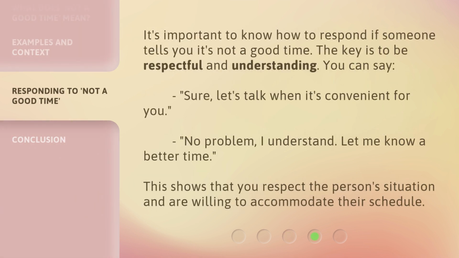It's important to know how to respond if someone tells you it's not a good time. The key is to be respectful and understanding. You can say, "Sure, let's talk when it's convenient for you." "No problem, I understand. Let me know a better time." This shows that you respect the person's situation and are willing to accommodate their schedule.